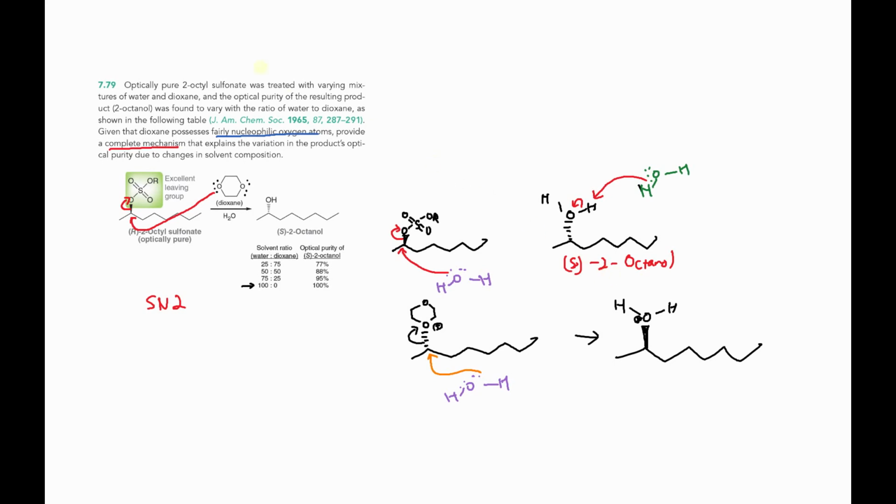that, and you get the idea. I'm not going to, well, actually I will draw it for you. So we have water, and it's going to come and grab the hydrogen and so on, and we're going to have the R configuration of R-2-octanol. So the more dioxane we have, the ratio of the pure S-2-octanol is going to decrease.